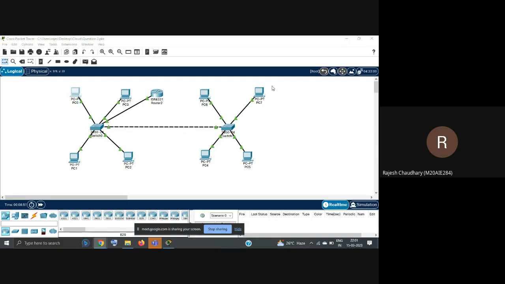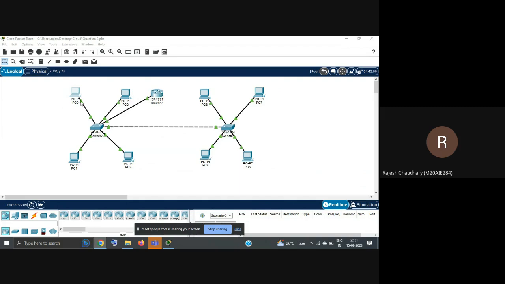The switches will help in intercommunication between the same VLANs, whereas the routers will help in communication between different VLANs. So here you can see that I have used four PCs connected to switch 0, and another four PCs connected to another switch. But I have used one router over here.